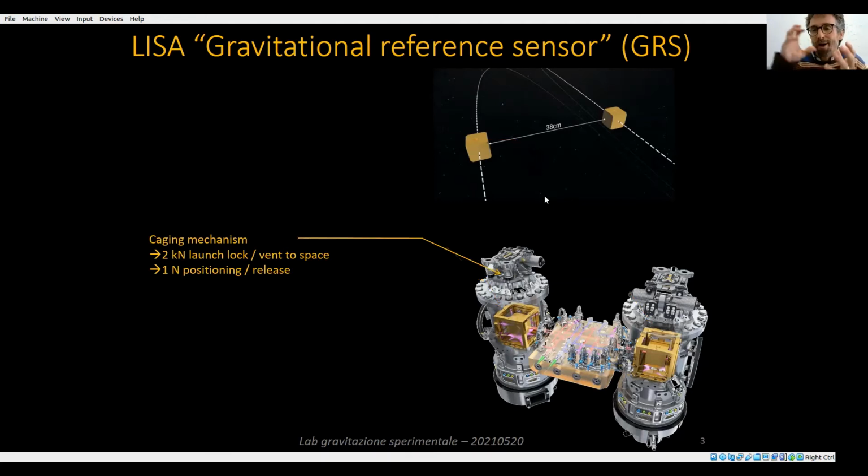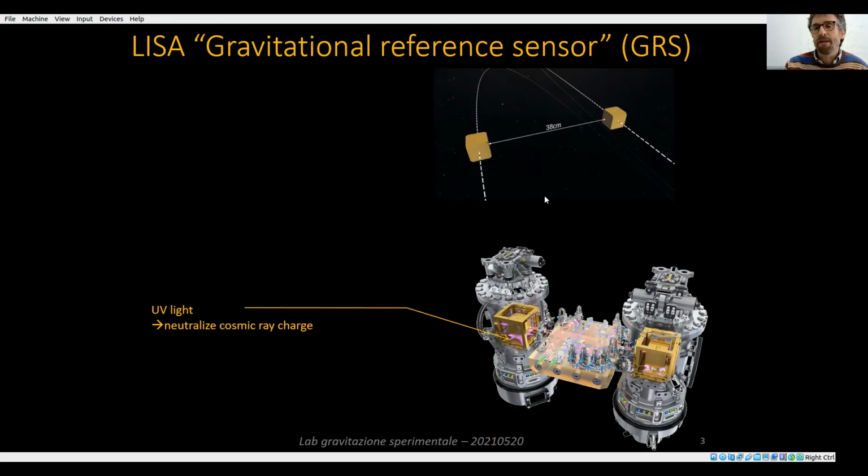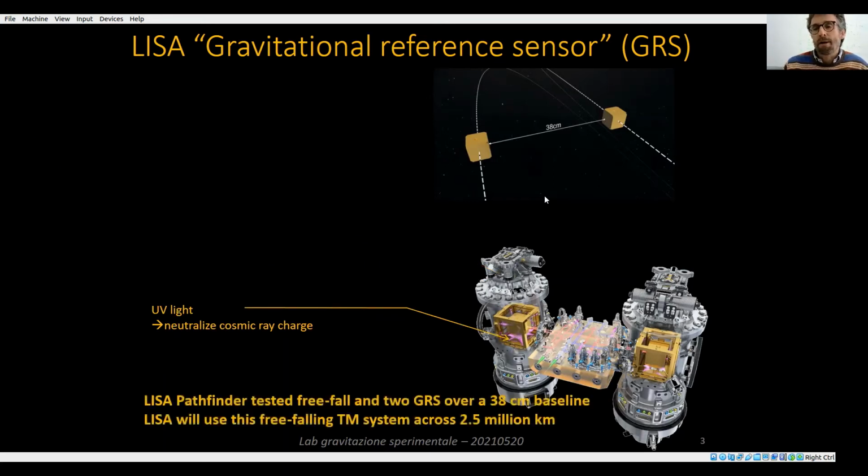They have a launch lock mechanism to protect them during the launch vibrations, and there's a UV light system for photoelectric discharge. The most important thing about this system is the quality of the free fall itself, and that's the hardest thing to demonstrate on the ground.